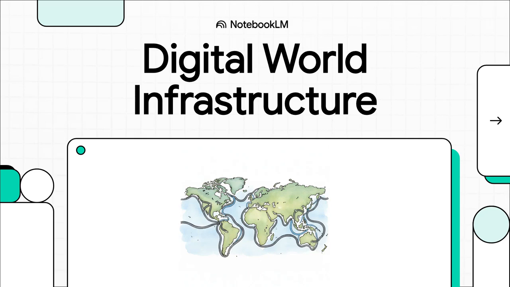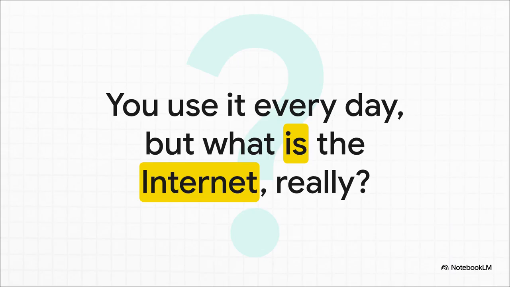Every time you click a link, stream a show, or send a message, it feels instant, almost like magic. But behind the scenes, your data is traveling through a hidden world of cables, servers, and networks. So today, we're going to pull back the curtain and map out that hidden world, the real-world infrastructure of your digital life. So let's kick things off with a really basic question.